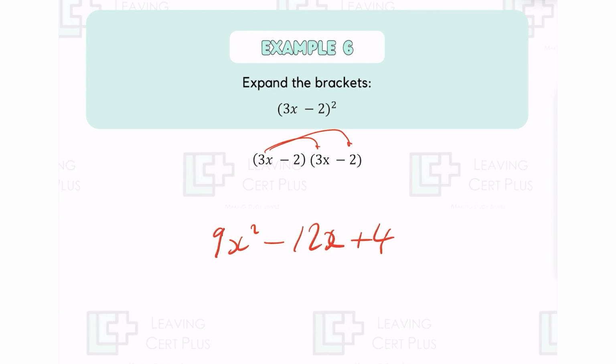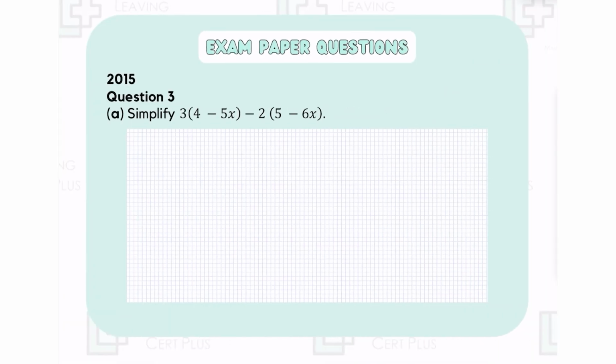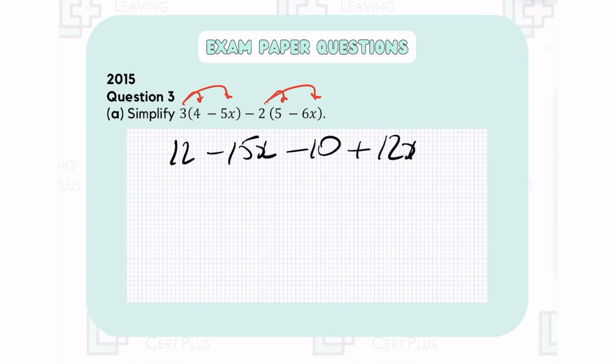Okay, now an exam paper question. This is from 2015, paper 1, question 3. And you're simply asked to simplify. So what we have to concentrate on again is our multiplication of brackets, which I'll do the arrows. We have 3 by 4 is 12, minus the 15x, minus 10, and then plus 12x. Highlighting the like terms again, minus 15 and plus 12, that will leave you with minus 3x, and then 12 take away 10 is plus 2. Incidentally, that year, this question was worth 15 marks. It just highlights what an important skill it is to be able to simplify algebra.